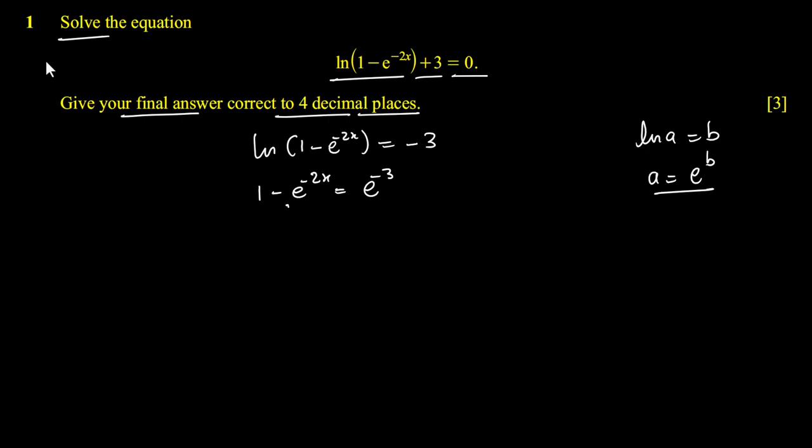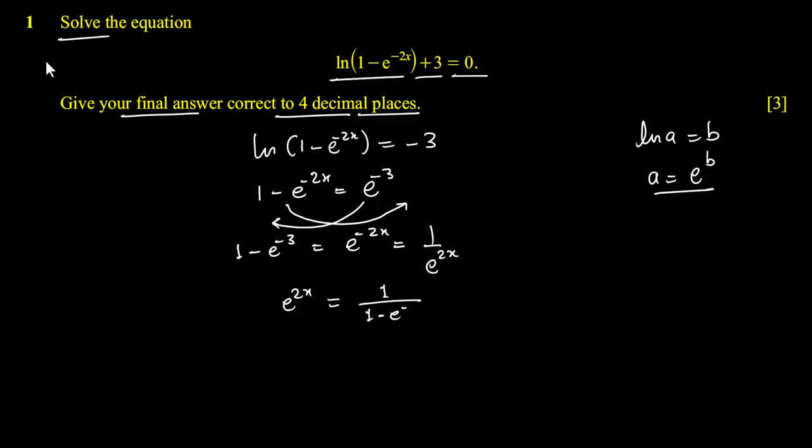So I'll transfer this term to this side, and e^(−3) here. I'll get 1 − e^(−3) = e^(−2x), or I can rewrite this as 1 over, because we have the negative exponent, if I send it to the denominator it becomes a positive exponent, and now I can take the cross multiplication. So this becomes e^(2x) = 1 over 1 − e^(−3). I transfer everything to the denominator here, so it becomes this.